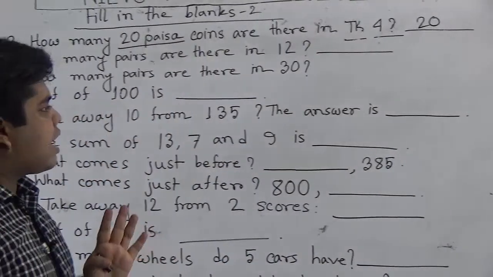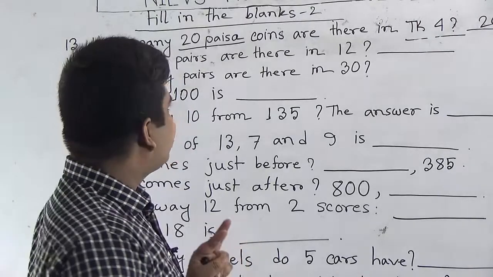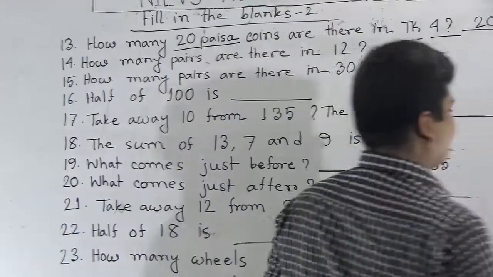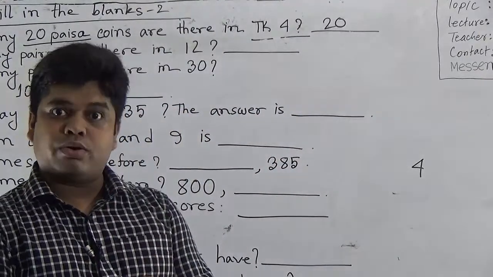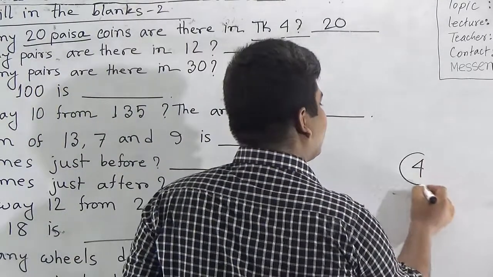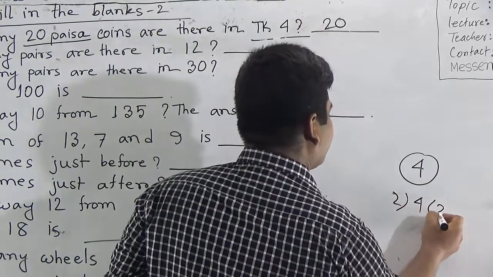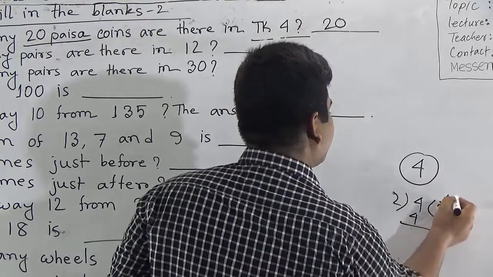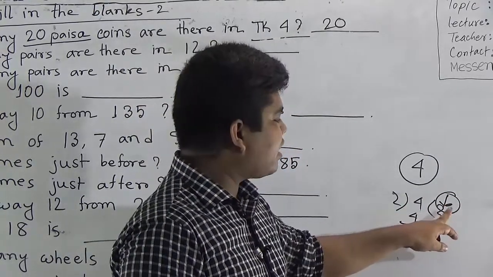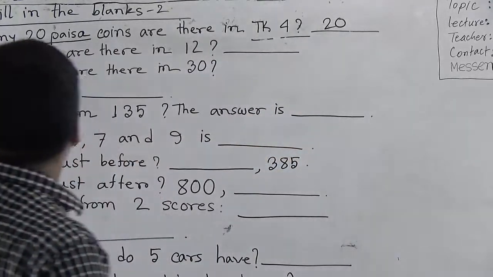So I give you a small question: how many pairs are there in 4? My dear students, we have already known that one pair equals two things. So to find out how many pairs in 4, we divide 4 by 2, and 2 2s are 4. So we get 2. So we say that there are 2 2s in 4. That means there are 2 pairs in 4. Just like this, we shall solve question number 14.